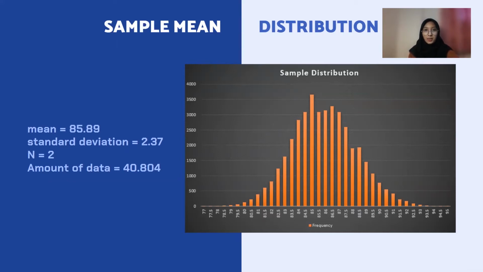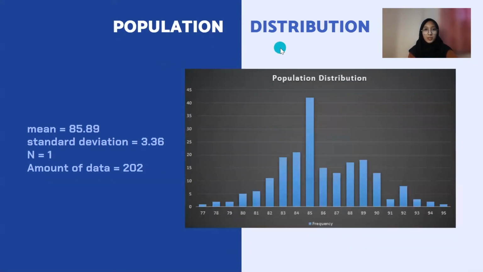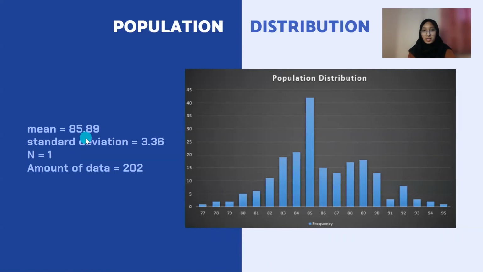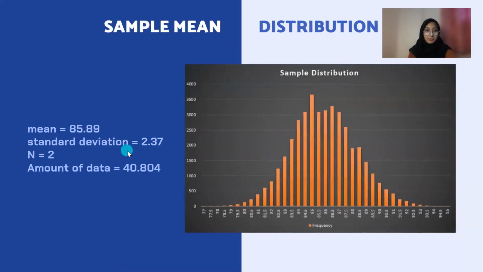We can compare the sample mean distribution with the population distribution, and we know that the mean of the population is the same as the mean of the sample. It is 85.89. But the difference is in the standard deviation. The standard deviation of the population is more than the standard deviation of the sample. Here, the standard deviation of the population is 3.36, and the standard deviation of the sample mean is 2.37.